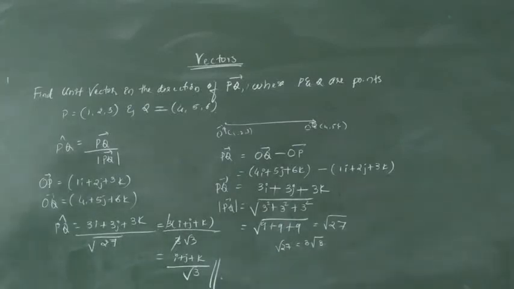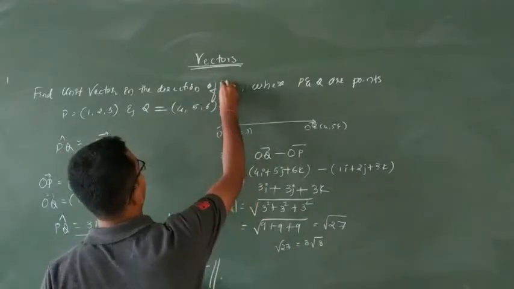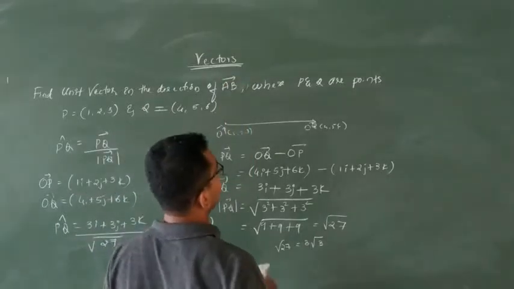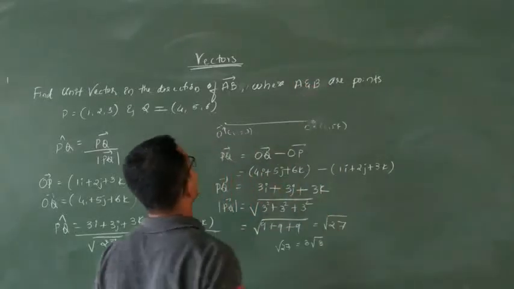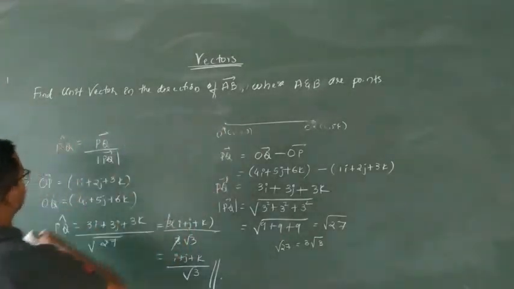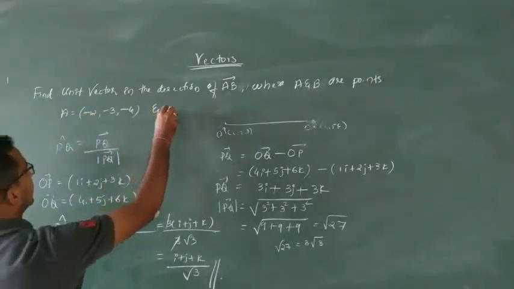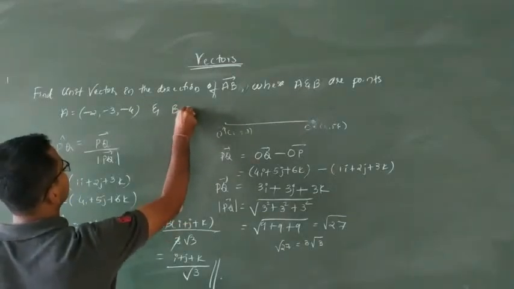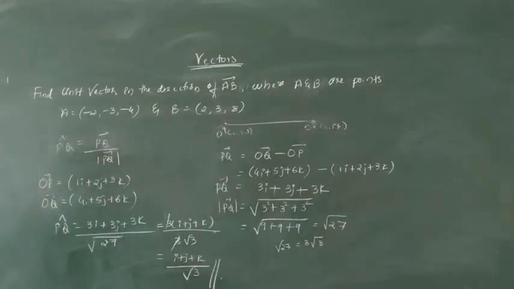So in order to give more content, find the unit vector in the direction of vector AB, where A and B are the 2 points. I have given the points A and B as: A is minus 2, minus 3, minus 4, and B is 2, 3, and 8. Then we have to find the unit vector in the direction of vector AB. So this is today's homework.